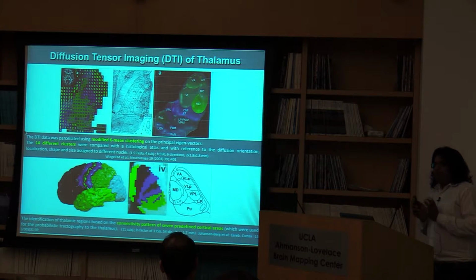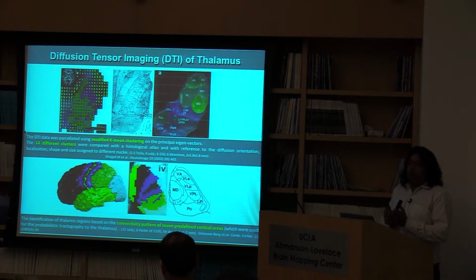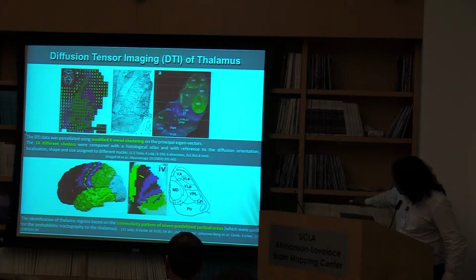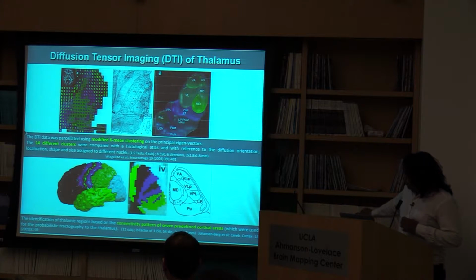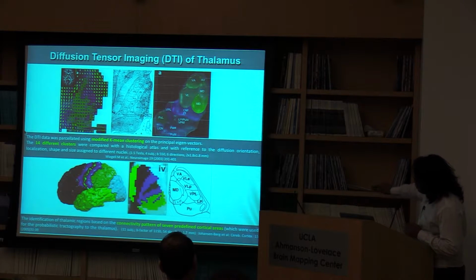In the same year, the Oxford group manually parcellated the cortex into 7 subdivisions, and they performed DTI tractography using these 7 cortical subdivisions as a start region for tracking to the thalamus. As a result, they could distinguish 7 subdivisions in the thalamus. However, again, comparing these connectivity-based segmentation results with the histology, no good agreement was found.